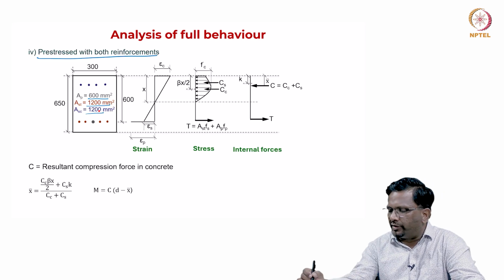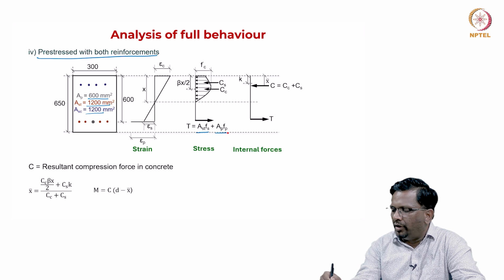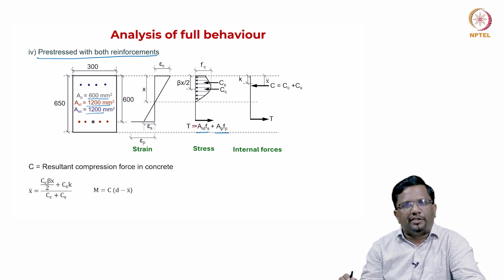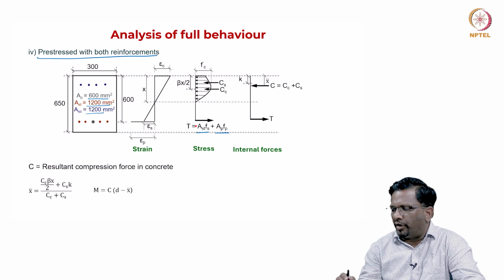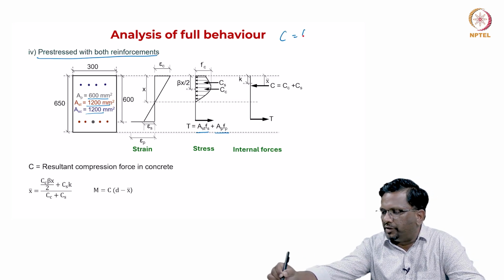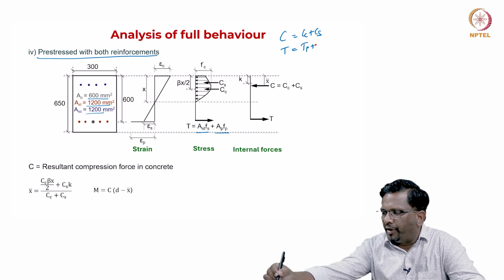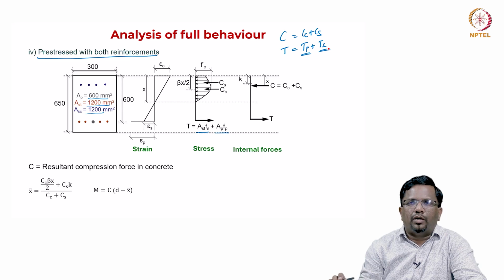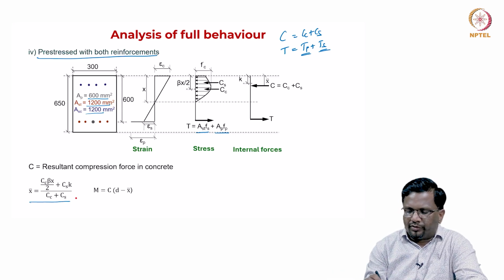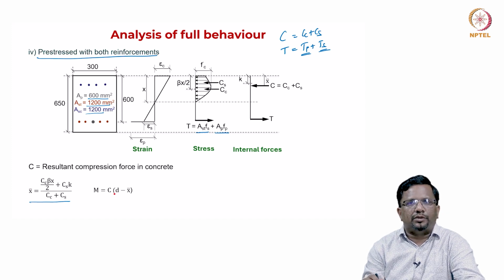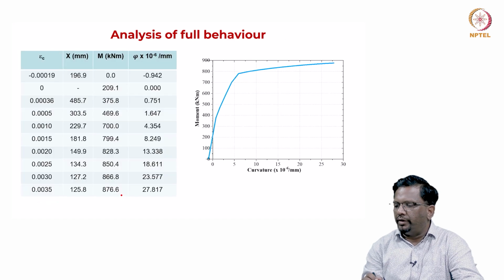Now, in addition, the tension force has two components, both the pre-stressing steel as well as this AST and FS. So now with both compression steel, compression C has CC plus CS, similarly T has TP plus TS. This is from pre-stressing steel, this is from normal non-pre-stressed steel. So again the centroid of compression force still remains the same. I can take the moment resistance as C into D minus X bar like this and so on.